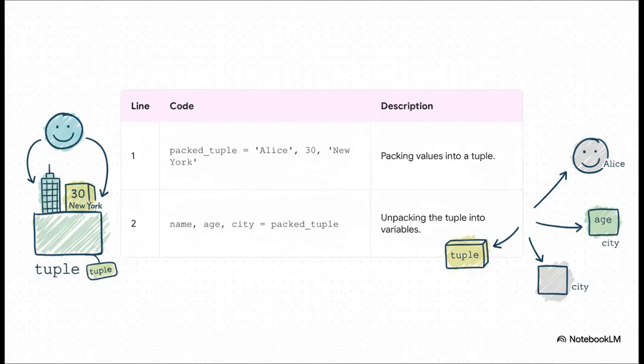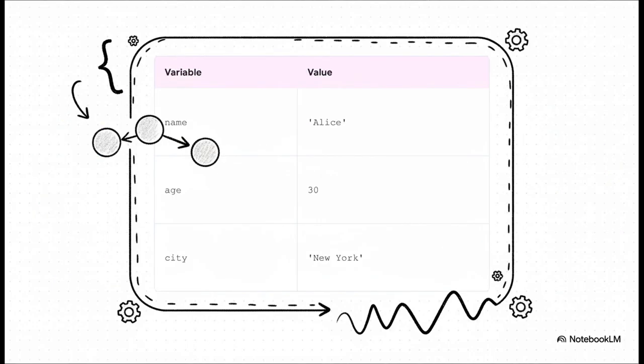Let's look at the code. On line 1, we're packing. And notice this, we don't even need parentheses. Python is smart enough to just automatically create a tuple from a sequence of comma-separated values. Then, on line 2, we unpack. Instead of having to access elements with indexes, like packed_tuple[0], we can assign them all in one go. And there's our result. After just that one line of code, the variable name holds Alice, age holds 30, and city holds New York. It's just a really elegant way to handle groups of related data.